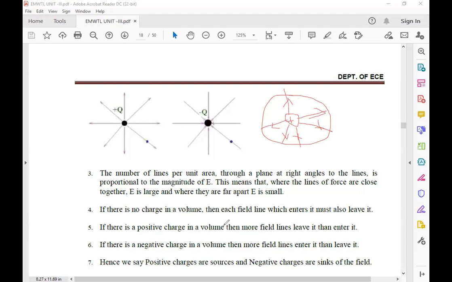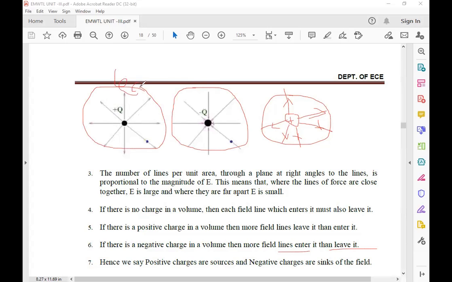If there is a positive charge in a volume, then more field lines leave it than enter it. Leaving lines are more than entering lines. If there is a negative charge in a volume, then more field lines enter it than leave it. Suppose there is a closed surface. You can assume that if there is a negative charge inside, all the lines enter it, and if there is a positive charge inside, all the lines leave.